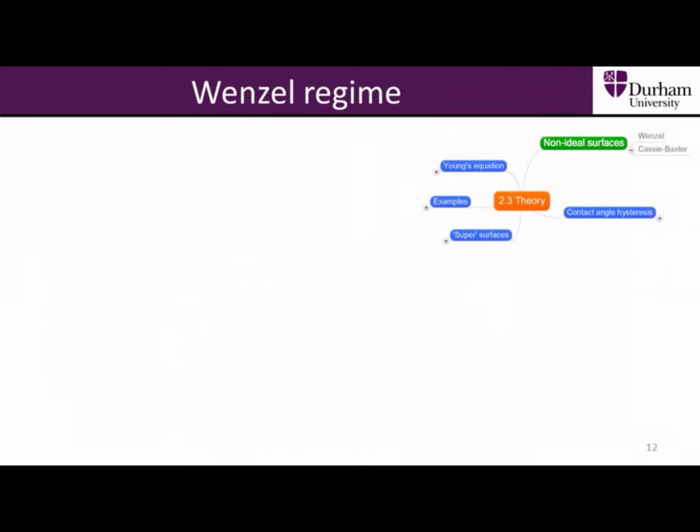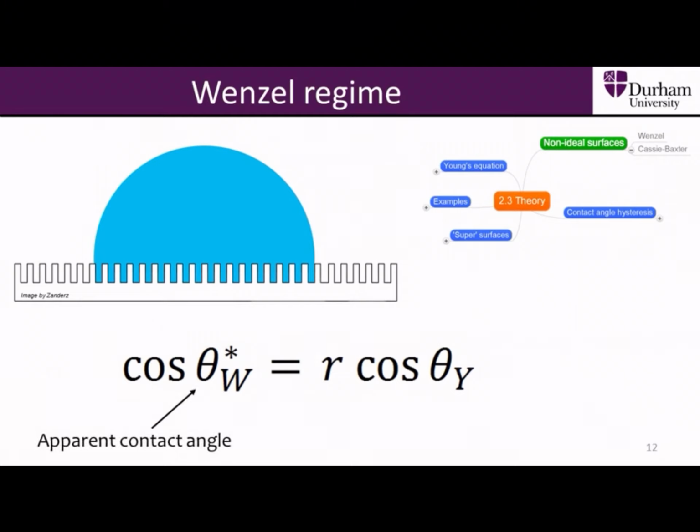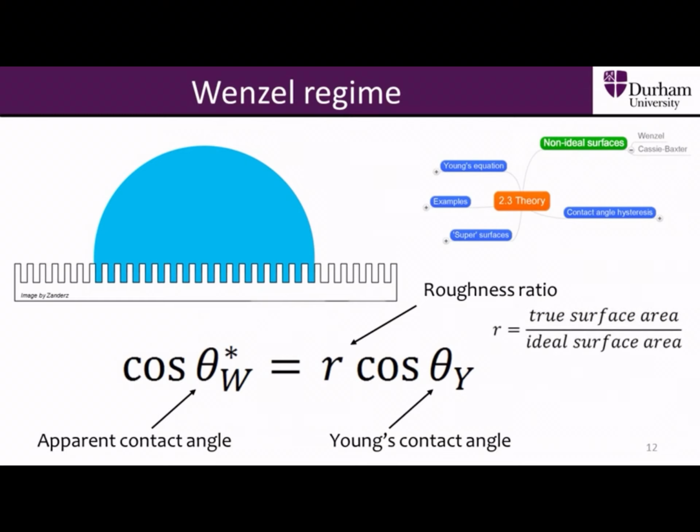When looking at how a water droplet lies on a non-ideal surface, there are two different regimes to consider. In the Wenzel regime, all of the liquid droplet is in contact with the surface. The apparent observed contact angle is different to that measured by Young's equation because of the roughness of the surface. The apparent contact angle for a Wenzel state is related to Young's contact angle by the given relation. In the equation, R is the surface roughness, which is a ratio of the true surface area over the ideal flat surface area of the solid.